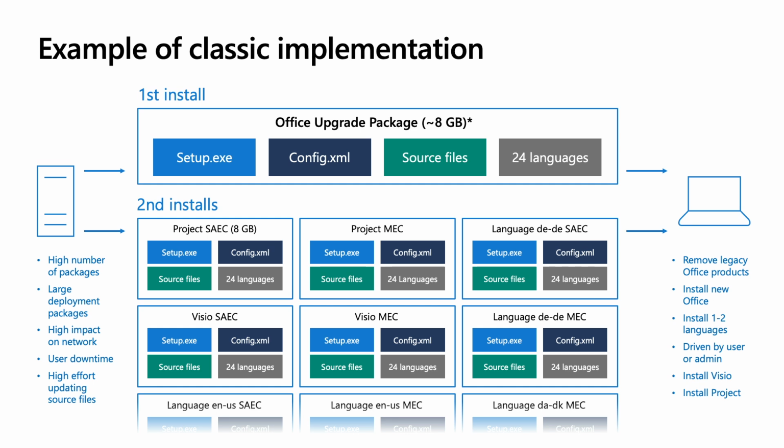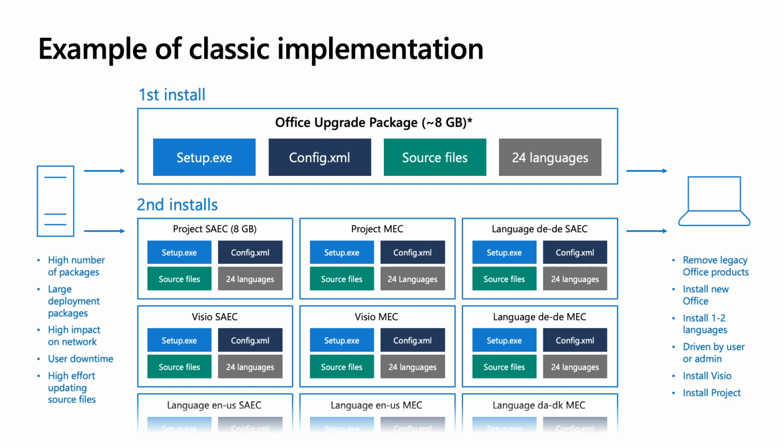And imagine you have 32 and 64-bit mixed, then you would have 4 project packages, one for Monthly Enterprise Channel, 32, 64-bit, so one for 32, one for 64, and then for Semi-Annual Enterprise Channel, one for 32, one for 64. The same goes for Visio. The same goes for every language, like English, German, Danish, whatever you support.